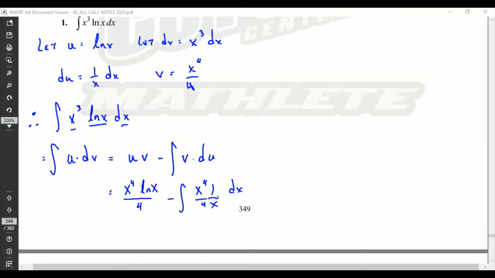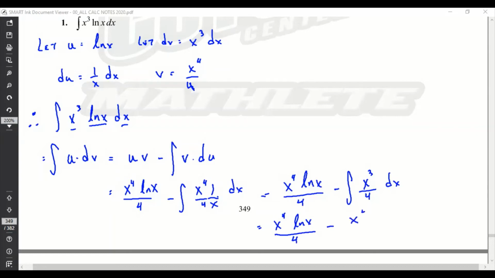We can tidy that up a little bit before we integrate that. This is equal to x to the 4 ln x over 4 minus the integral of x cubed over 4 dx, which is x to the 4 ln x over 4 minus, add 1 to the exponent, multiply the denominator by that, and we need plus c.